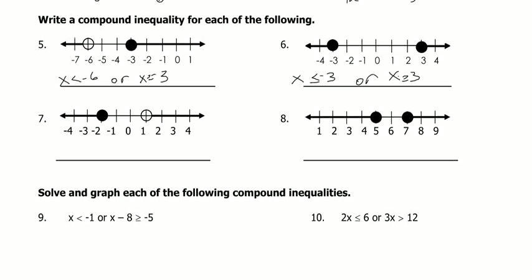7, we're going to do the same exact thing. -2 and 1. We need x to be greater than 1 or less than or equal to -2. X needs to be less than or equal to 5, or x needs to be greater than or equal to 7.